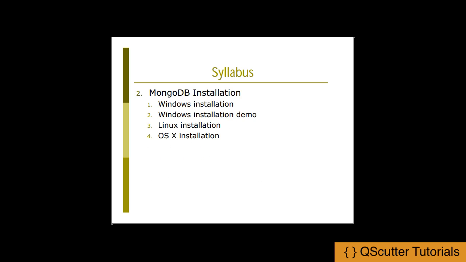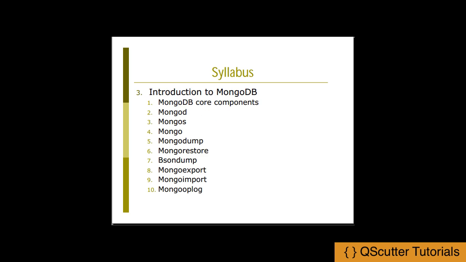Part 2 is MongoDB installation. We cover Windows installation. We have a Windows installation demo, Linux installation and OS X installation. Part 3 is the introduction to MongoDB. We cover the core components including Mongod, Mongoose, Mongo, MongoDump, MongoRestore, Bsondump, Mongo Export, Mongo Import and Mongo Oplog.